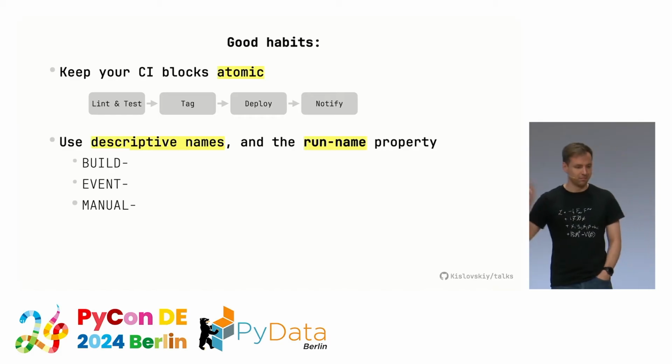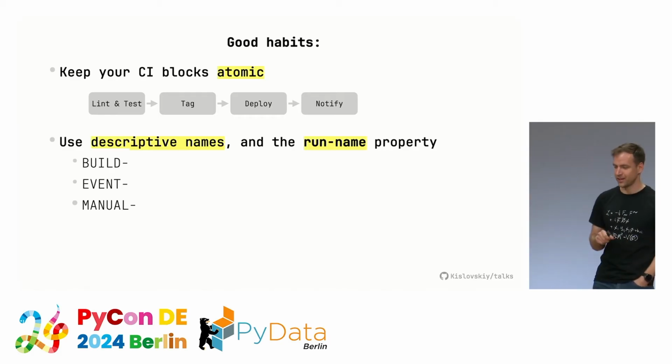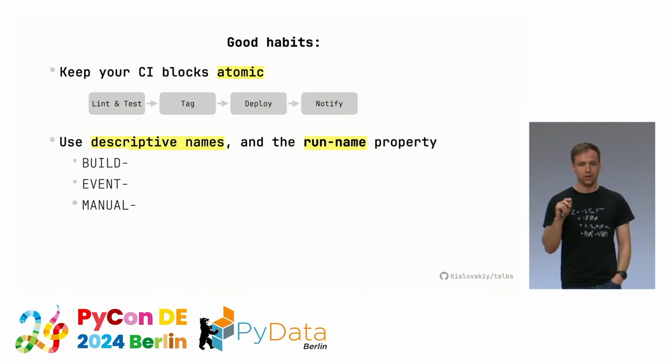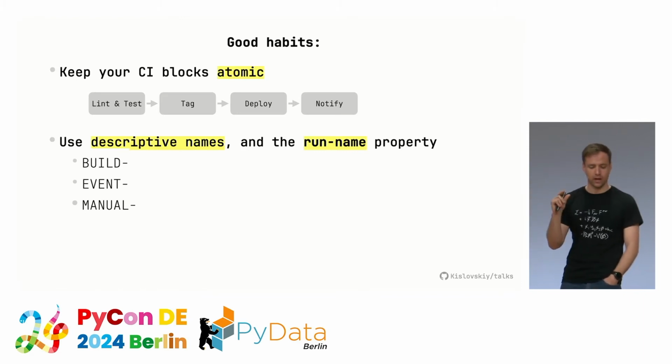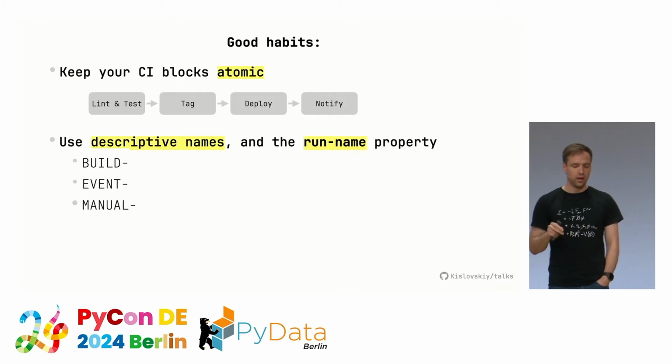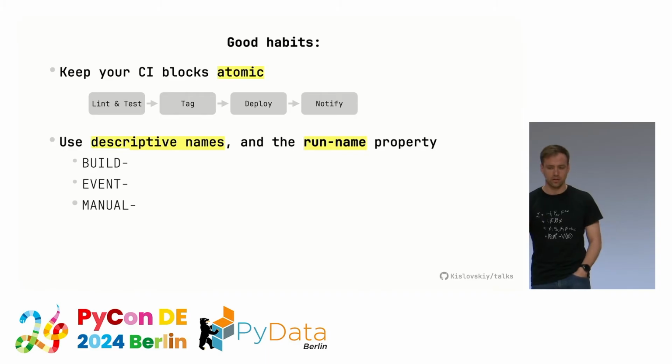There are some tips for structuring the workflow. It's better to keep your workflow atomic, so each job has to do one specific thing. Usually in programming, it could be linting, testing, deploying, or notifying.